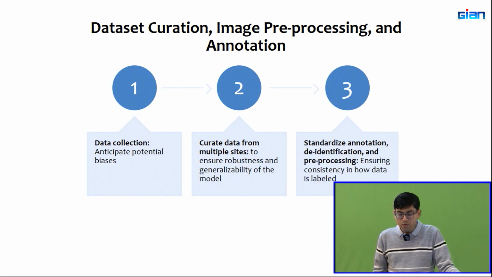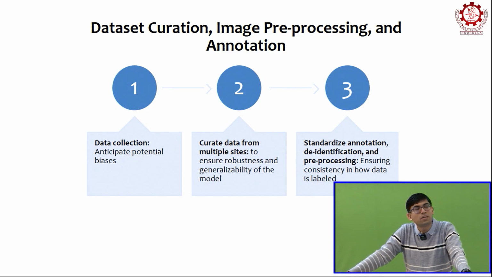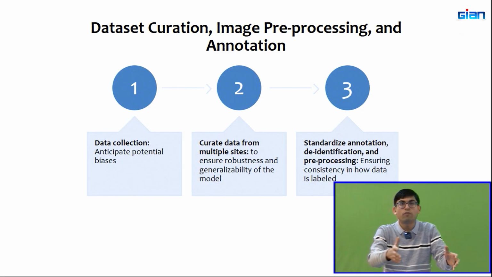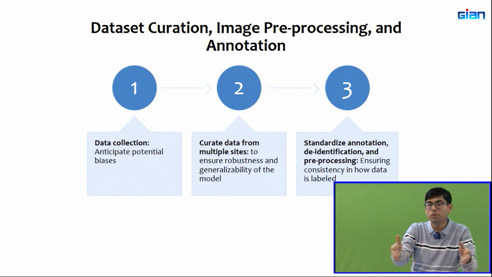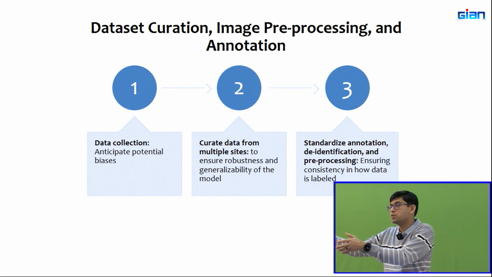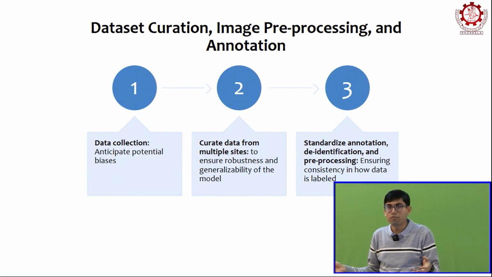Okay. So curate data set from multiple sites, like I said, to ensure robustness and generalizability of the model. And then we have to standardize the annotation, de-identification, and pre-processing. So standardize the annotation. What does that mean? A lot of times you need annotations for training a segmentation model, and let's say your data set has 500 images, and these are 3D images. Getting 500 annotations from one expert might be very expensive or very time consuming on the expert's part. So what happens is you divide the work. You have 3 different experts. You say, take the first 100 images, take the second 200 images, the next 200 images, and please annotate them for us.